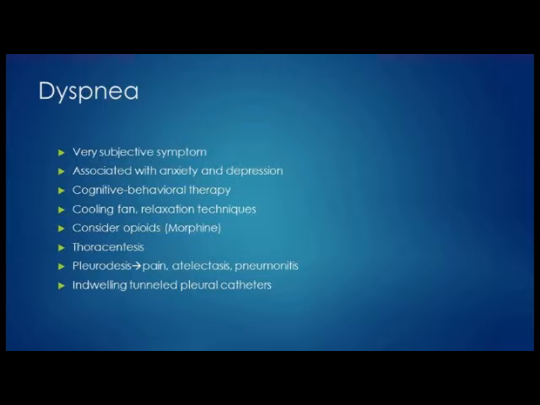So some providers have actually provided cognitive behavioral therapy, more as a relaxation technique. Some people have used a cooling fan. Others have offered opioids, such as morphine. And then for dyspnea that's related to pleural effusions, a thoracentesis, and ultimately pleurodesis at times. But keeping in mind that pleurodesis can be associated with pain and atelectasis as well as pneumonitis. And some people have used indwelling tunneled pleural catheters as well. But again, dyspnea is a very subjective symptom.